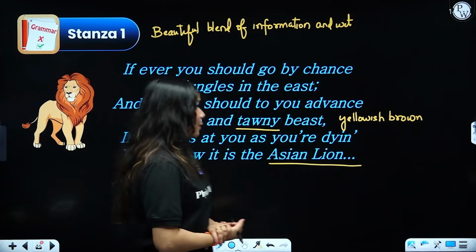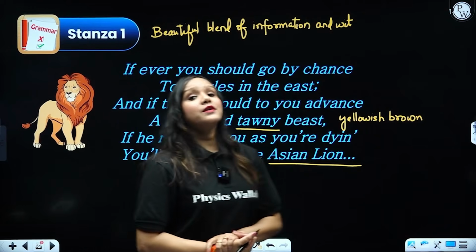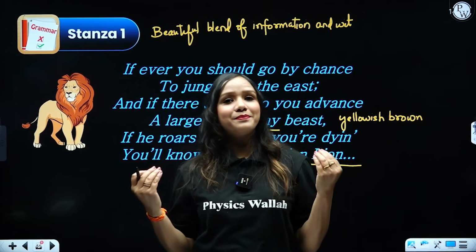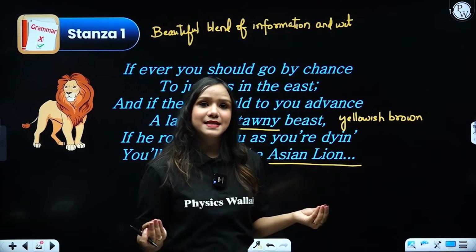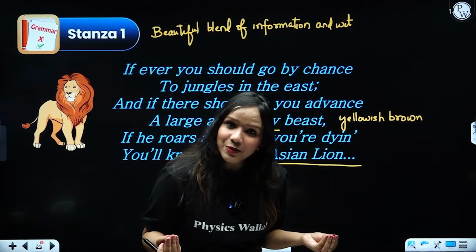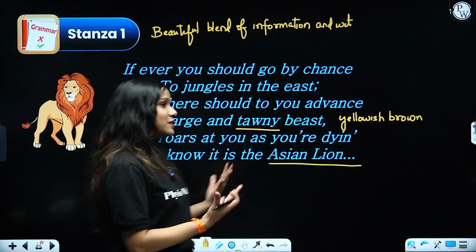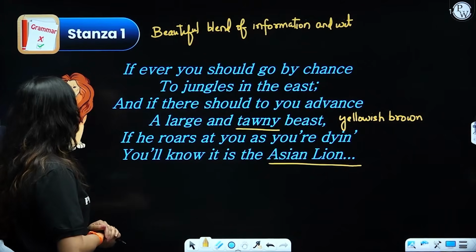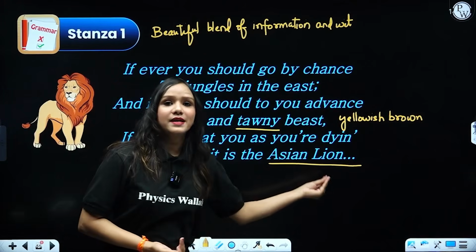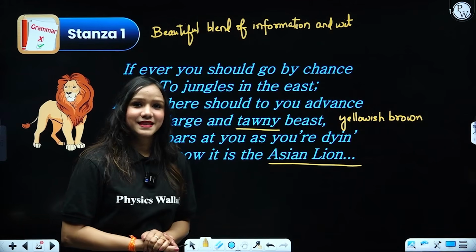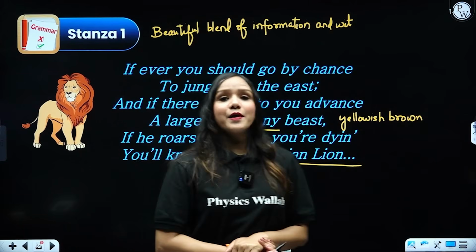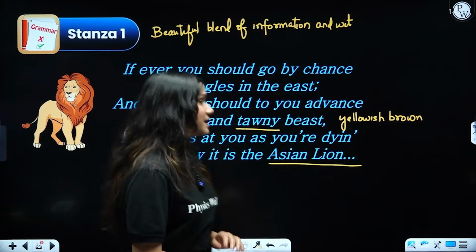Got it? Now, as I always tell you in all my classes, a poem is incomplete without its literary devices, without its figures of speech or poetic devices. So here we go with those devices as well. So do you notice any literary device here? In the very first stanza, I want you to understand one term. Let's see what that is.